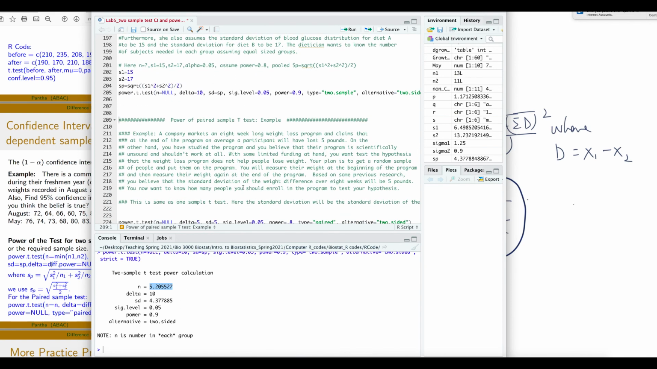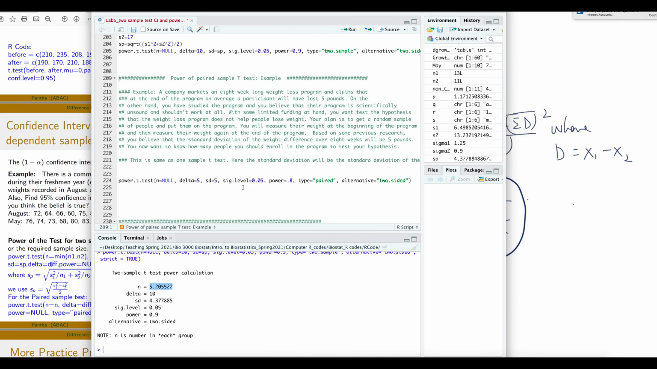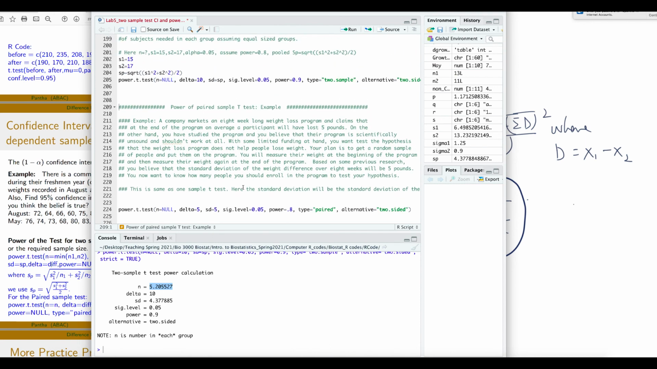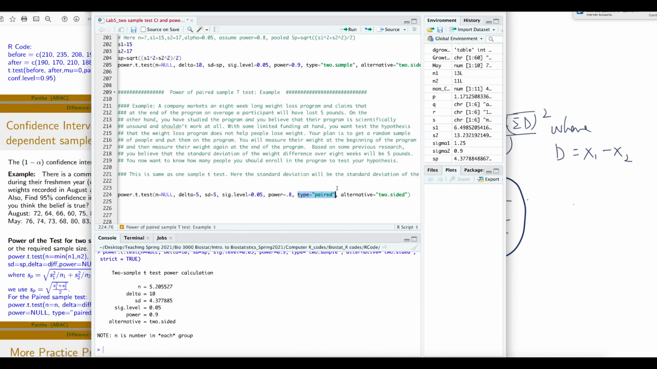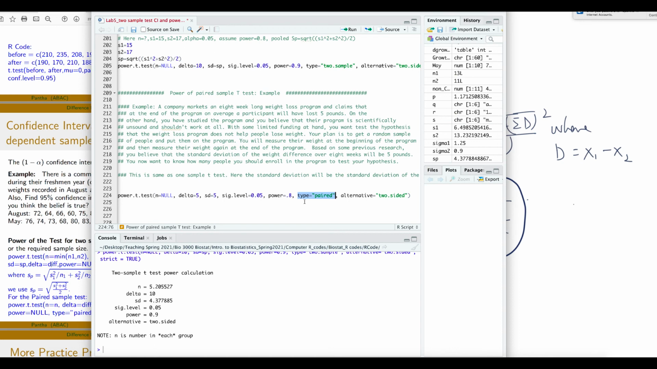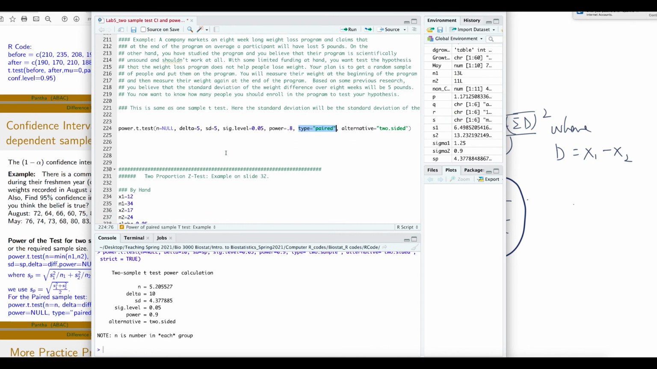So how about the power of the t-test if the sample is paired? Exactly the same idea. If you want to find the sample size or the power, you do the same thing, but here type will be paired instead of two.sample. Okay, let's see this example.